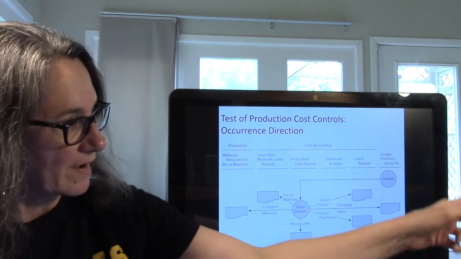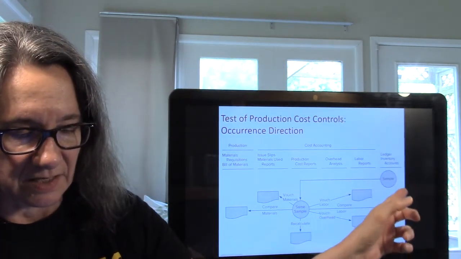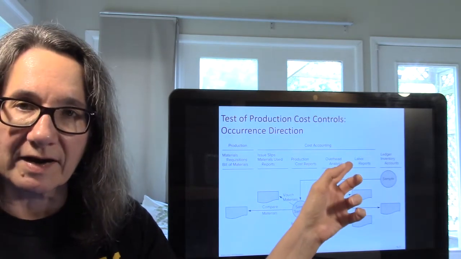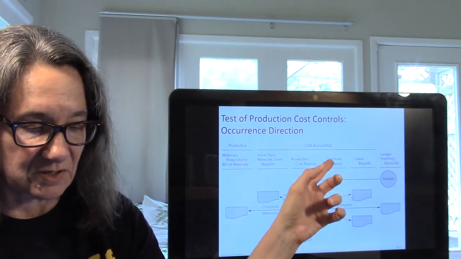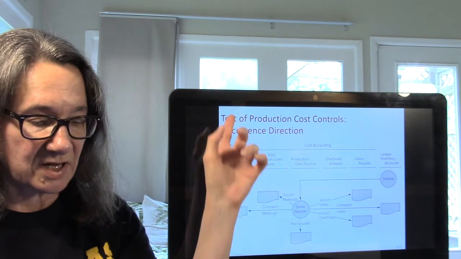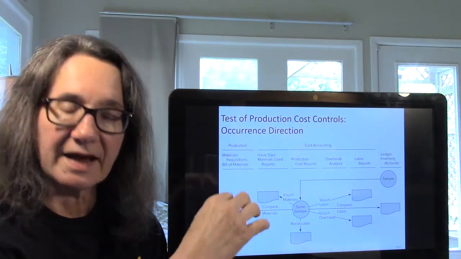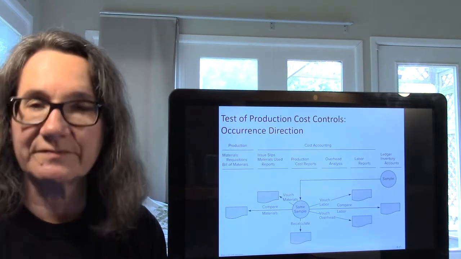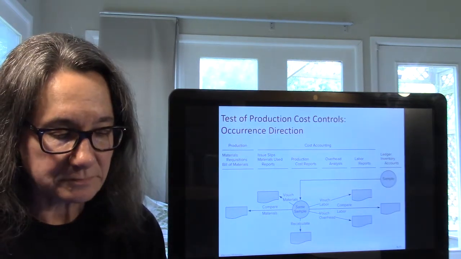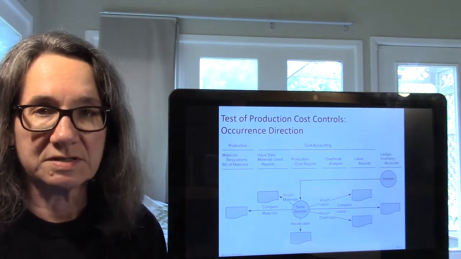So I can go back to the labor. Yes, that got labor. Go back to the overhead analysis. Go back to the production cost report. I can match up all the way back so I can say, yes, that actually occurred. There's not fake inventory out there. And that's what occurrence is.